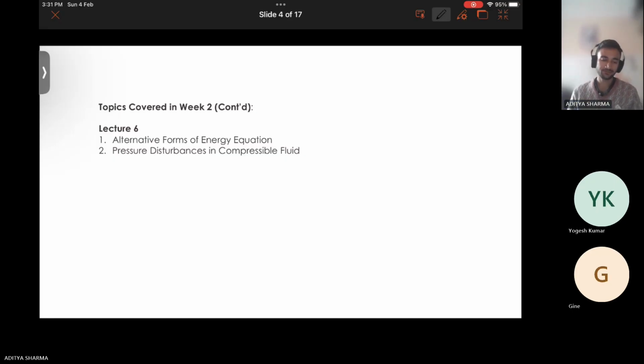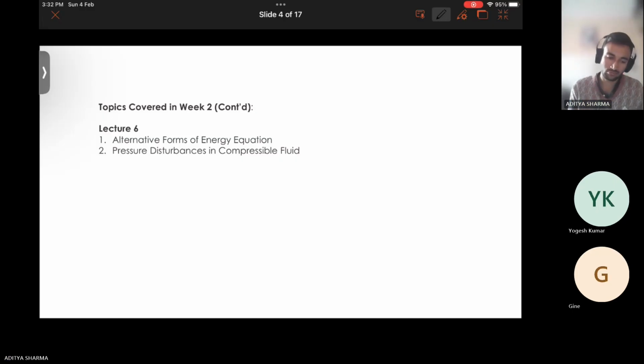Then there was, okay, so then there was pressure disturbances in compressible fluid. All right, so there we saw this concept of Mach cone. Okay, and then there is a region of silence. We went through that.